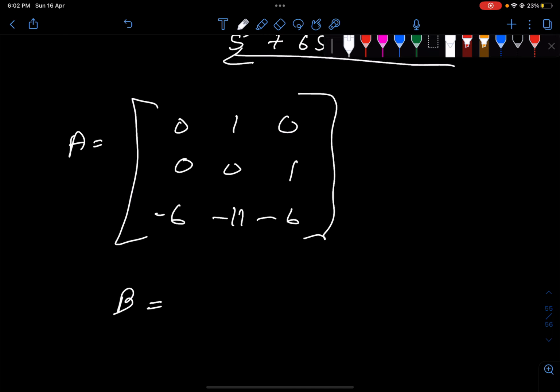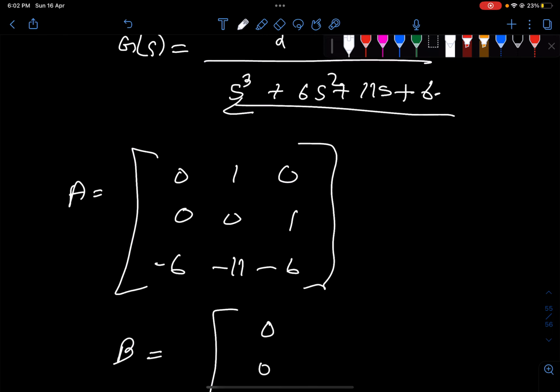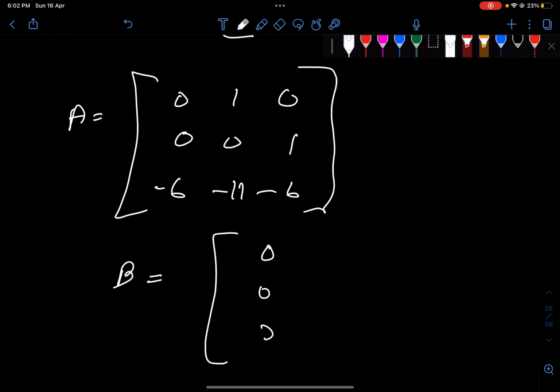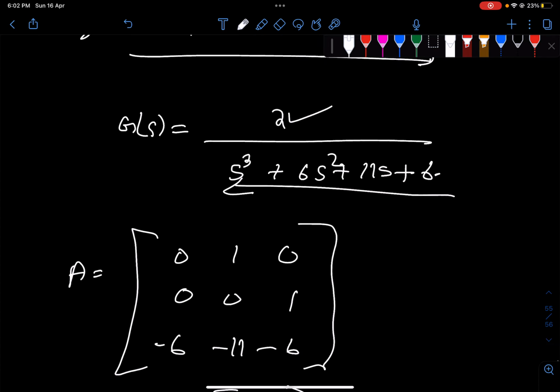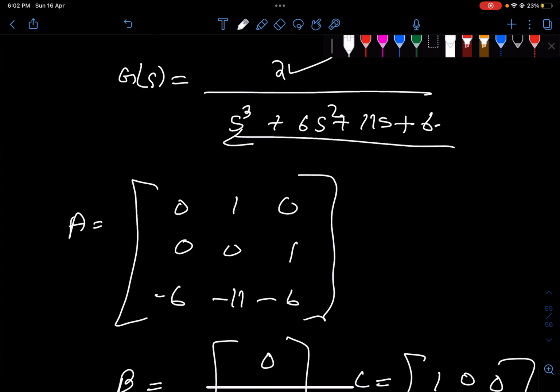What will be our B matrix? 0, 0, up to what? B0. B0 is what? 2, right? So what is our C matrix? 1, 0, 0, right? So you leave the C matrix; okay, the C matrix is 1, 0, 0. Now D matrix is 0. For D, we don't have any feedforward.